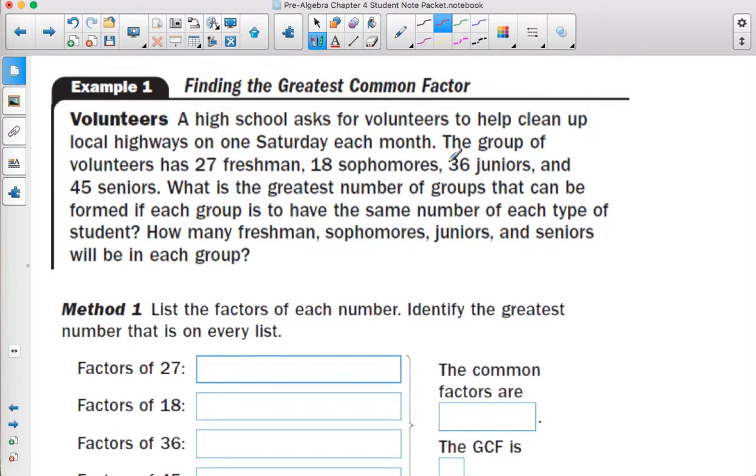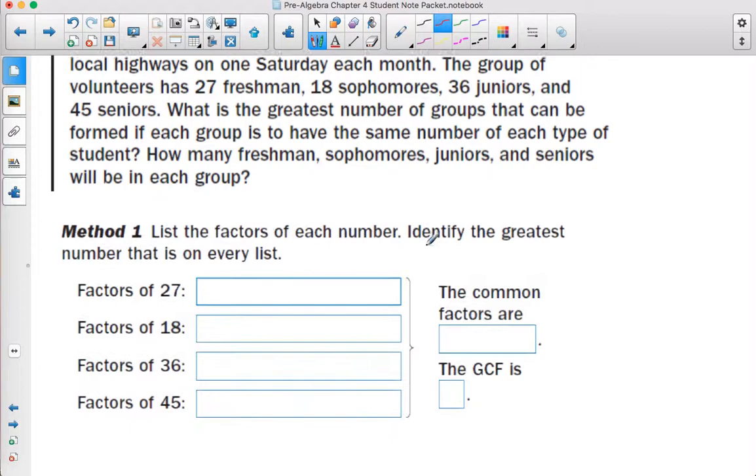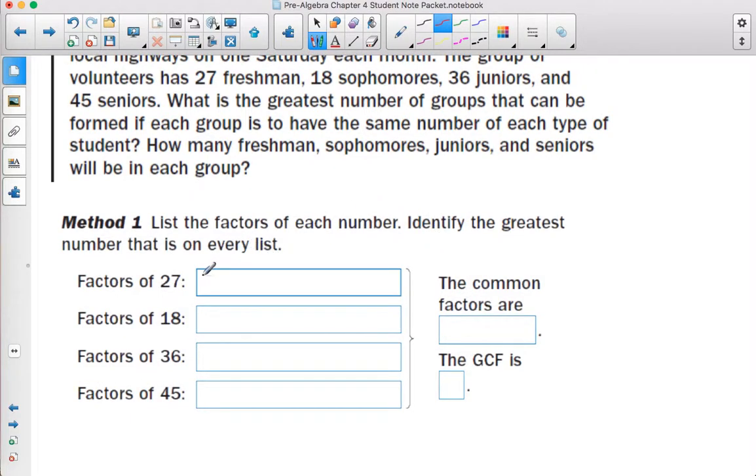So what we need to do is find how many ways I can split up the freshmen into groups. So the freshmen could be split into one group, right, with 1. I'm just listing the factors of 27. The factors of 27 would be 1 and 3. I could split the 27 freshmen into 9 groups, and the other one would be 27. Those are the ways I could split up the 27 freshmen. I could have them in a group of 1, in 3 groups, in groups of 9, or in groups of 27, where they're each their own group.